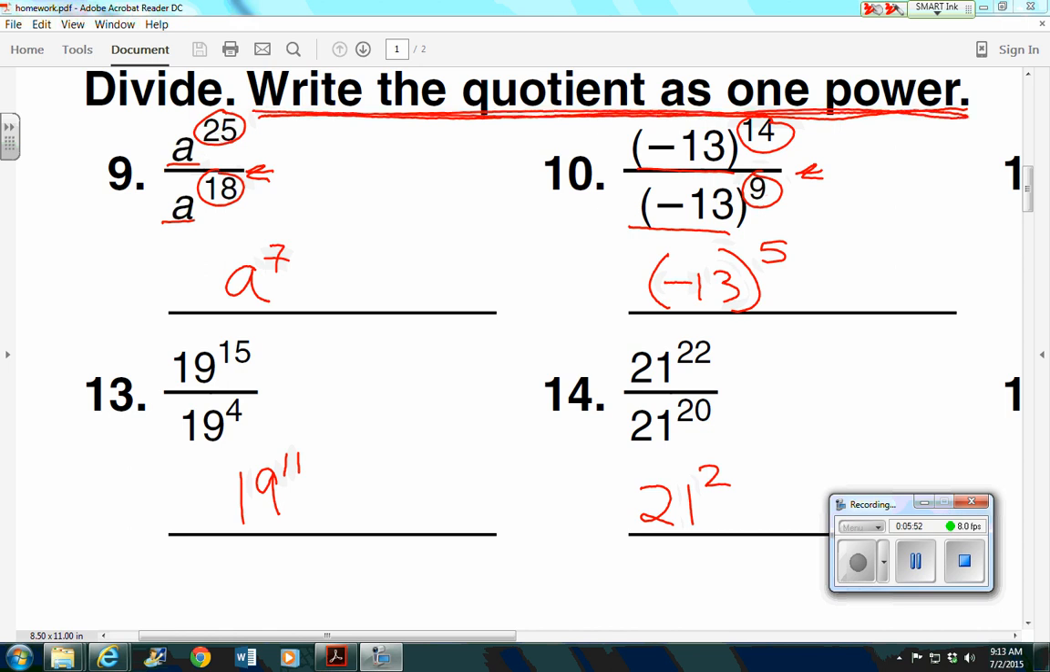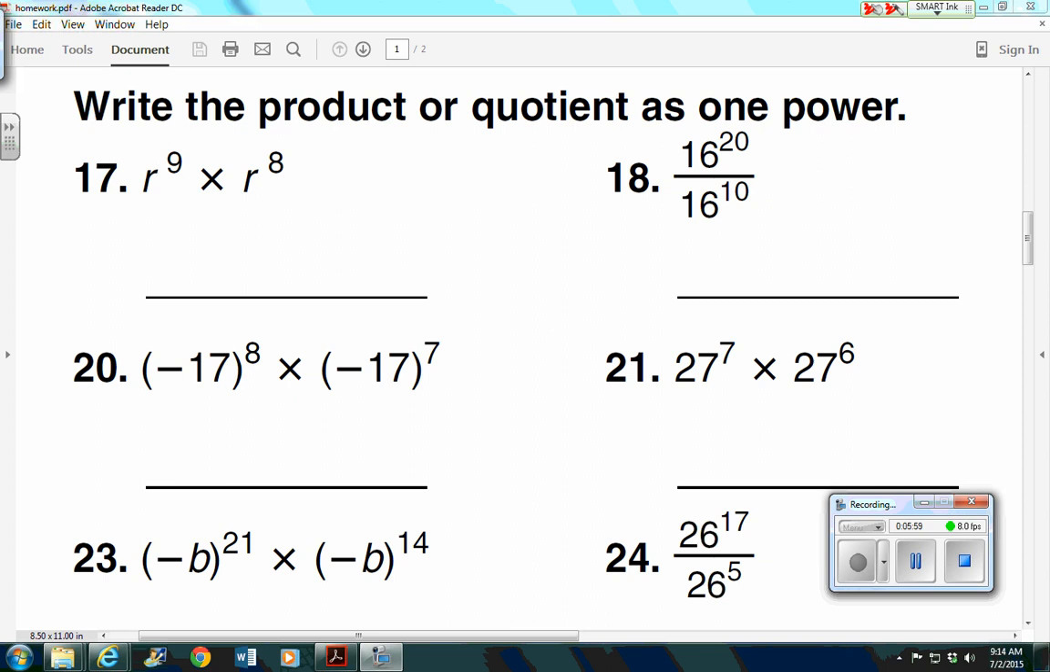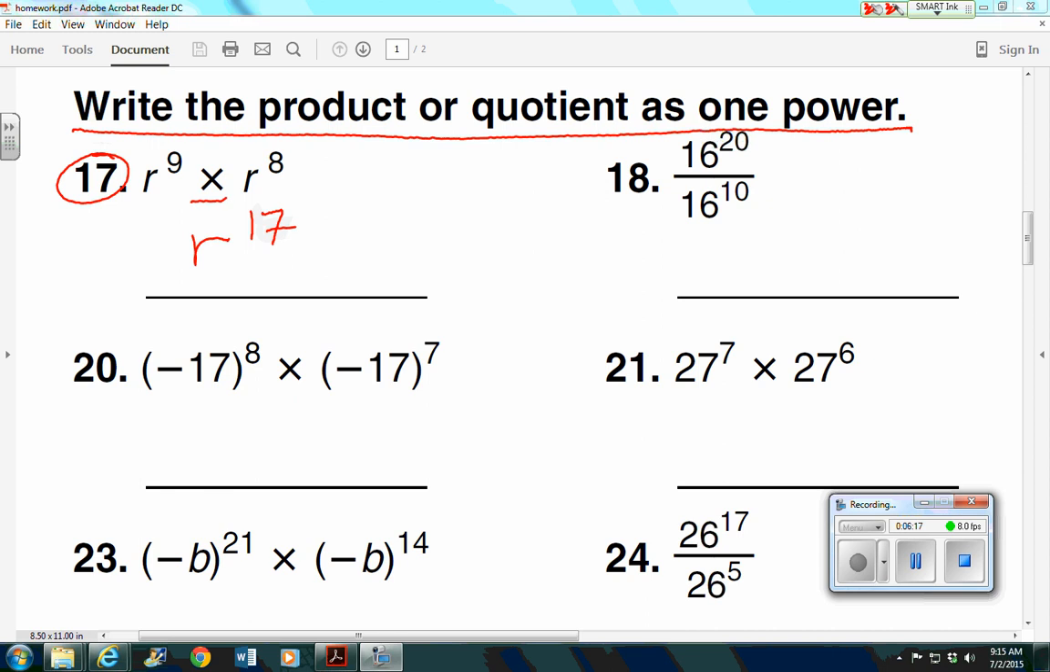In those multiplication problems we did a minute ago, it said to write the product as 1 power. This next section says to write the product or quotient as 1 power. It's really the same thing we just did, only they're mixing the multiplication problems in with the division problems, but hopefully you can easily tell the difference. This one's going to be r to the 17th because it's multiplication. We add these exponents. This one's division, 16 to the 10th power.